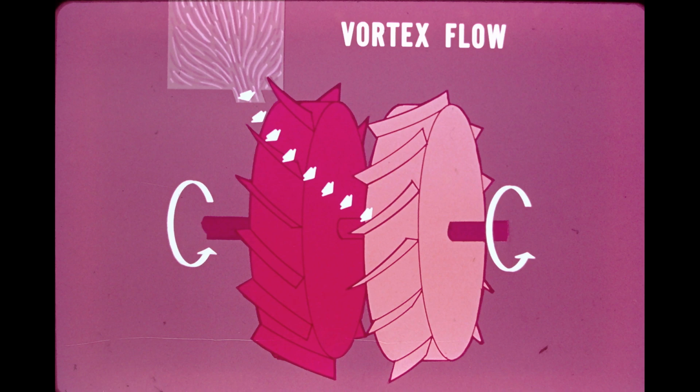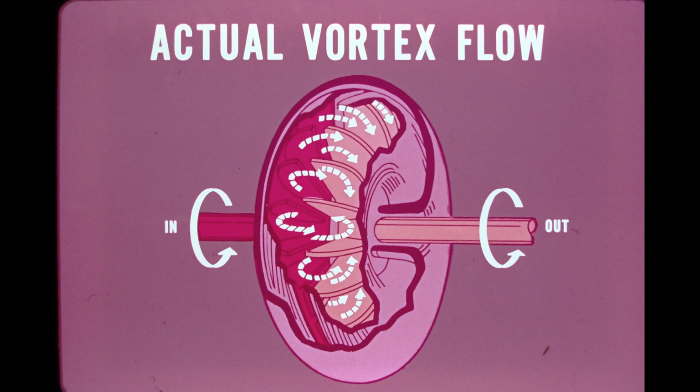But the picture isn't complete. We need to know where the vortex flow is going when it leaves the blades of the second wheel. Let's use our simple fluid coupling again to complete the picture. The dotted line arrows represent vortex flow as it actually occurs in the fluid coupling.